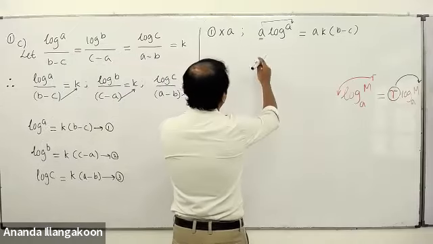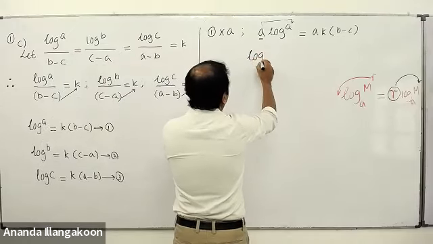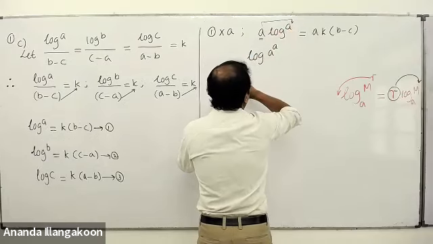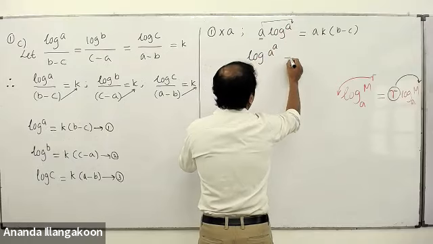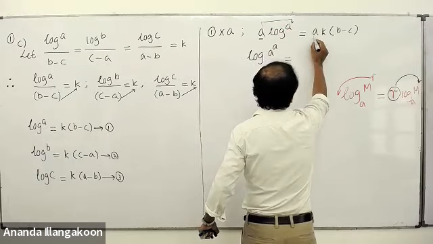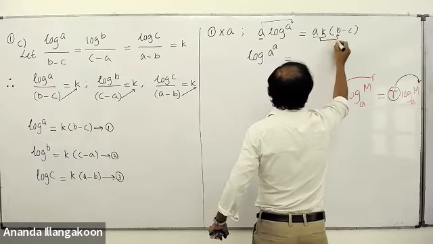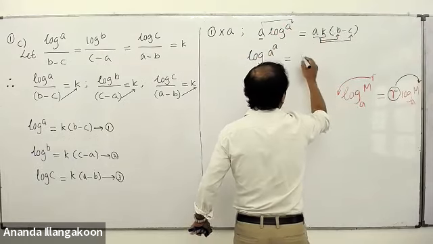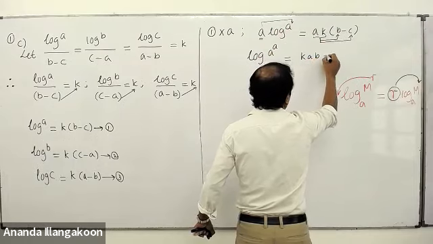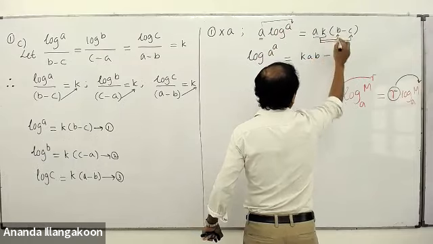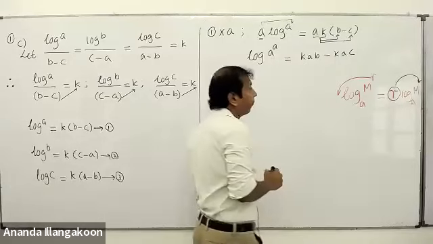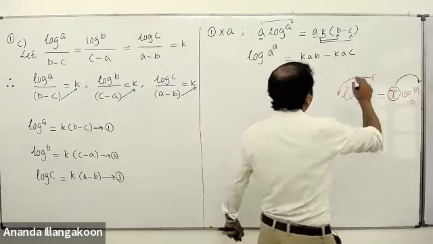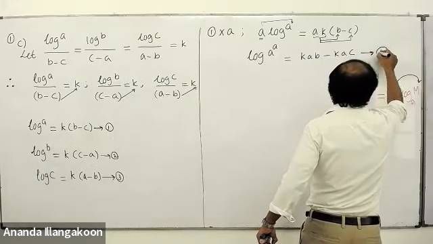So then we'll apply that. What do you get there? Log a to the power a equals, by this a k, we multiply both b and c. What do you get? k times ab minus k times ac. Understood, people? Now I'm going to take this equation as equation number 4.